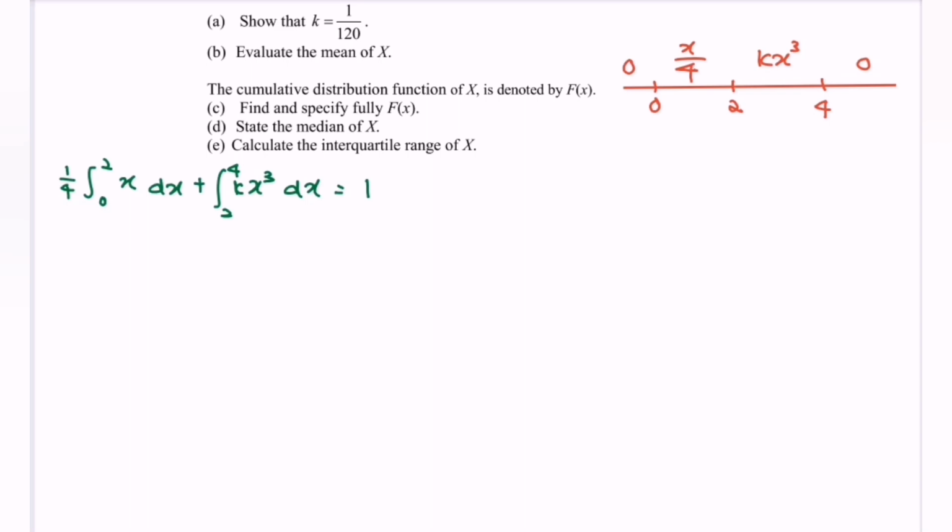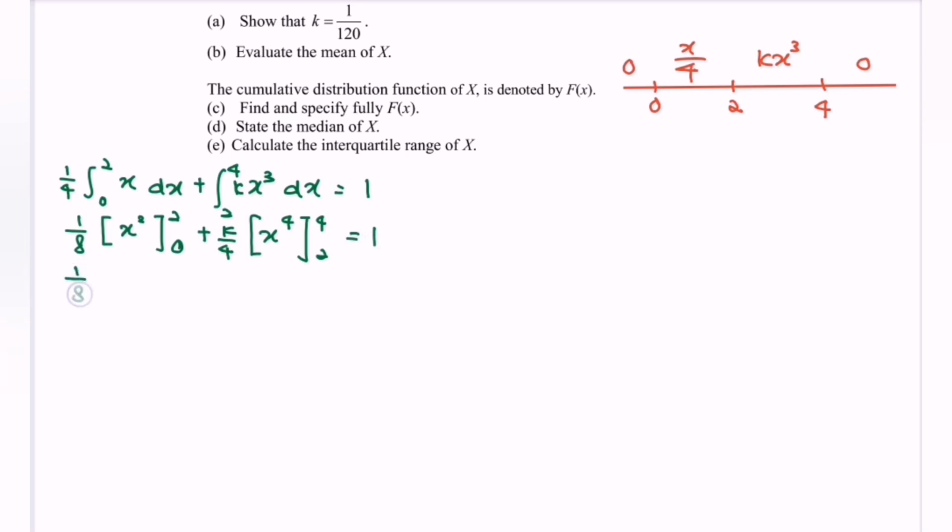Now integrate the situation. We have x squared over 8, with the limit 4 to 0, plus x to the power 4 over 4, where we have k over 4, with the limit 4 and 2, equals to 1.